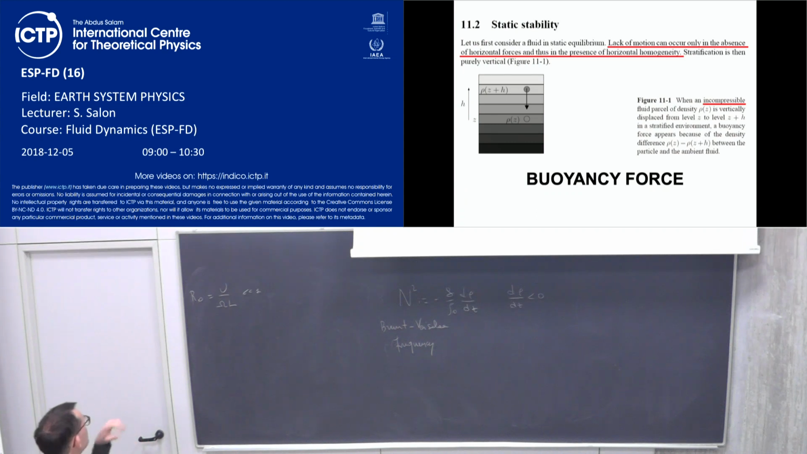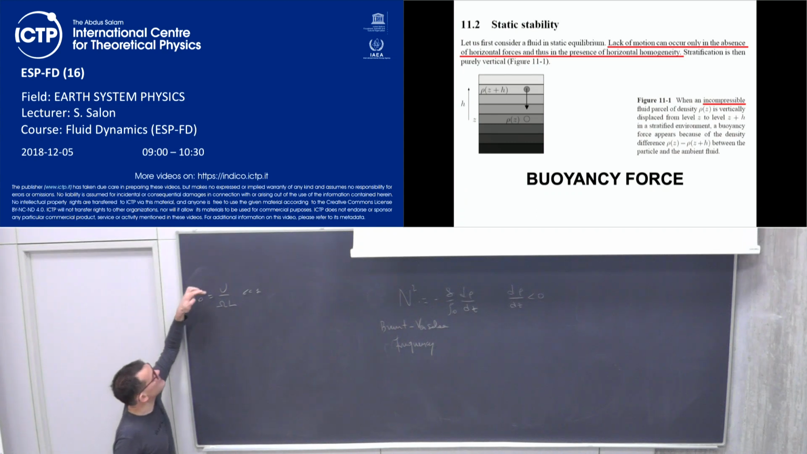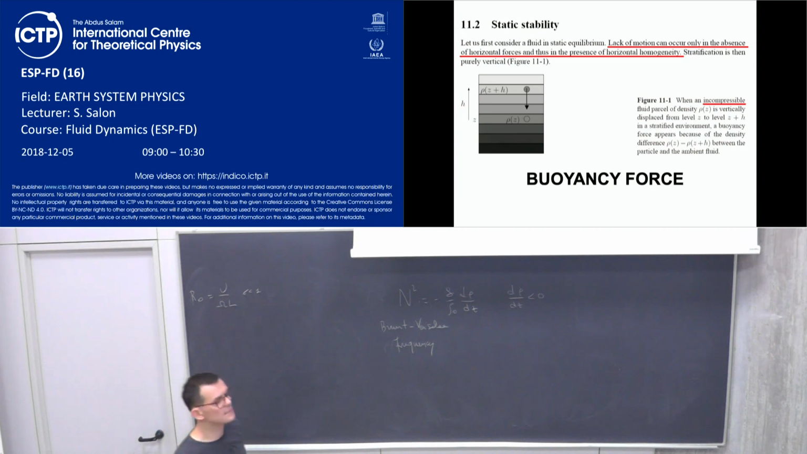Okay, so let's have a look at the Rossby number. The Rossby number actually is a ratio between a velocity scale, a frequency scale, and a length scale. Okay, so the question is, do we have an analogue of the Rossby number for the stratification? This is something that can be helpful.